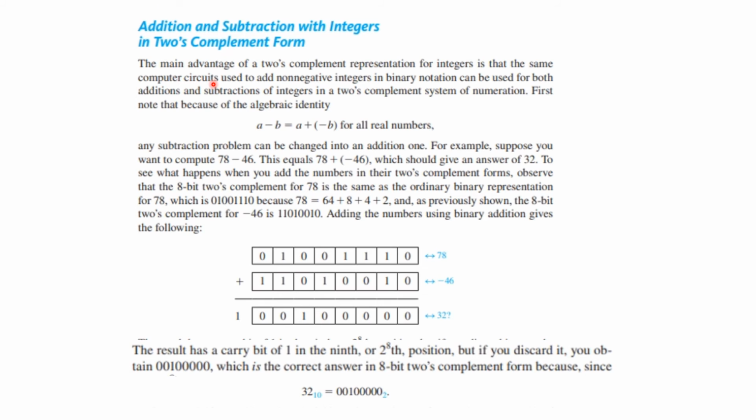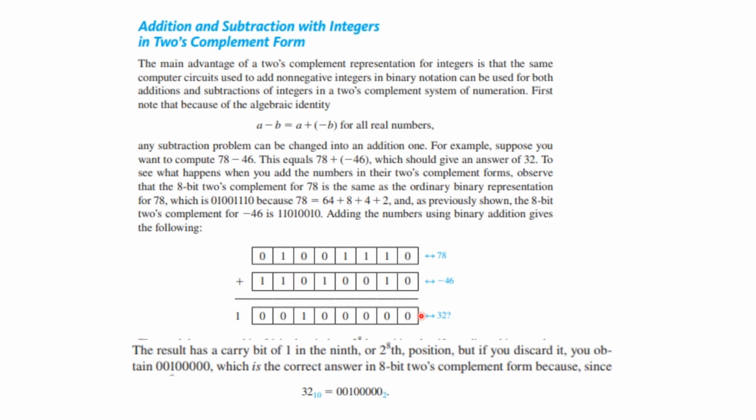Now, the nice thing about this, the main advantage, is that when you add and subtract integers in their 2's complement form, you can use the same circuitry that we've already described, because a minus b is the same thing as a plus the additive inverse of b. Let's talk about an example. Here we're going to do 78 minus 46. This is the representation of 78, and if you check, this is what you get for minus 46 in its 2's complement format.